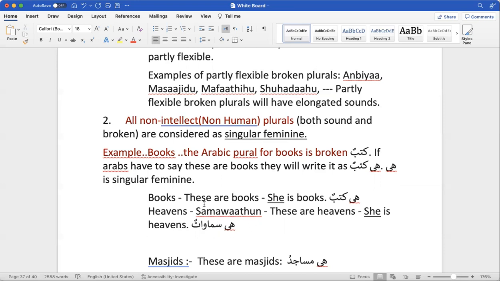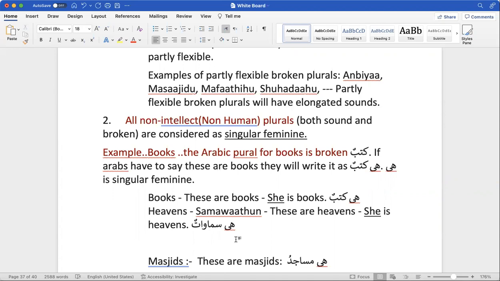If they have to say, these are books, they will say, hiya kutubun. They will not say, haulai kutubun. When they say these are heavens, they will say, hiya samawatun. And sometimes in Quran, one is pronoun. Inshallah, when I teach you pronouns, it will get much clearer. Right now I understand it will be a little bit tough for you, but when we deal with the pronouns, inshallah you'll understand much more about this.